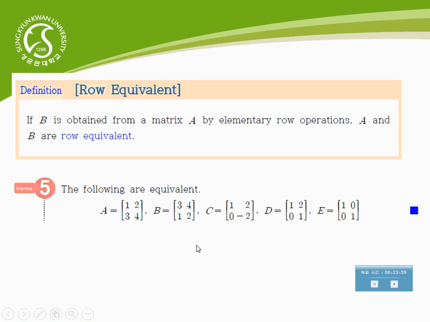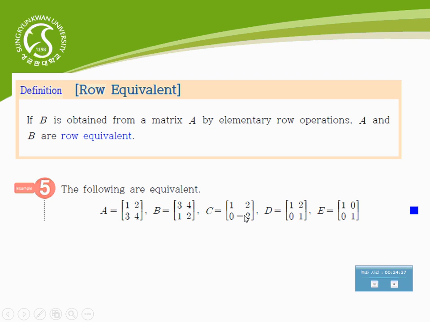If B is obtained from a matrix A by elementary row operations, then A and B are row equivalent. So from here, if we change the first row and second row to make this, and then we multiplied minus 3 here and added to here, which makes this one. So these are row equivalent.